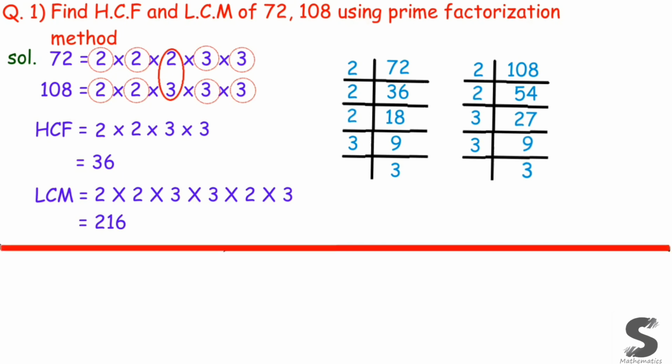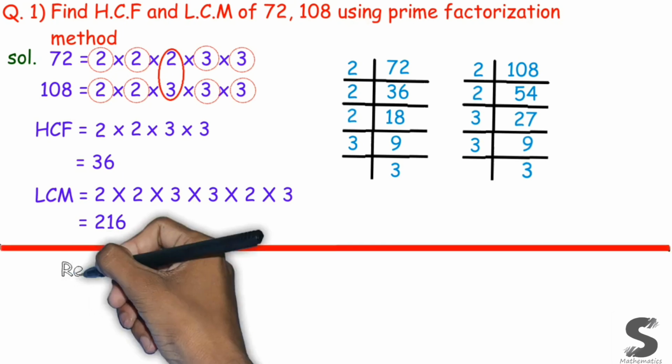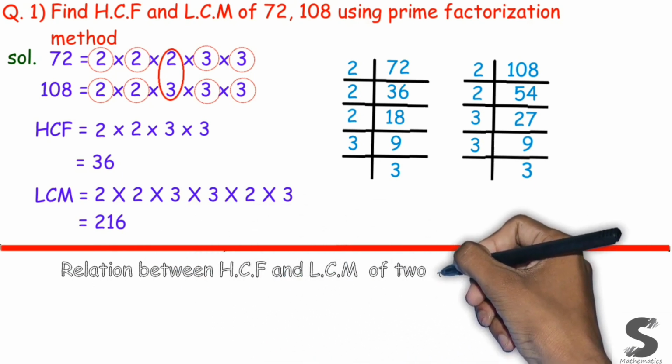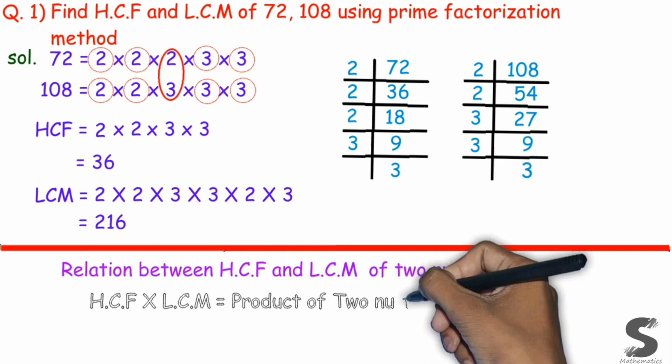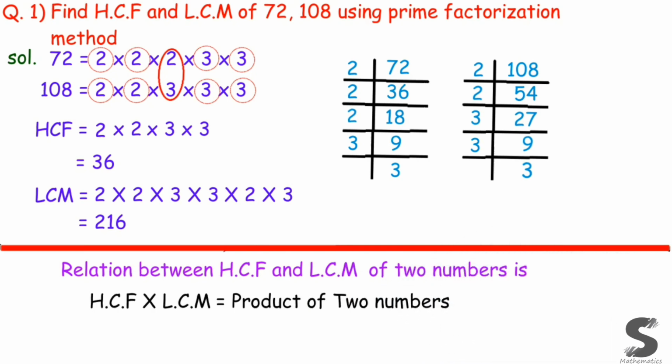Now we will learn one formula, the relationship between HCF and LCM of two numbers. If two numbers are given, then HCF into LCM of the two numbers is equal to the product of the two numbers. You can verify the above sum by substituting the values in this formula. Now we will do another question on this concept.